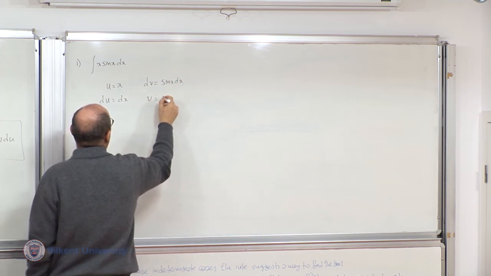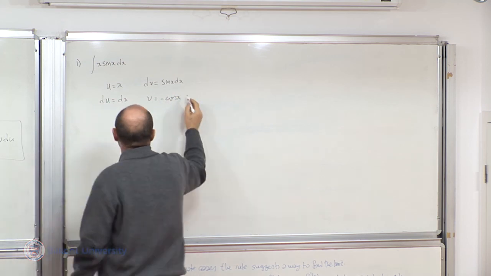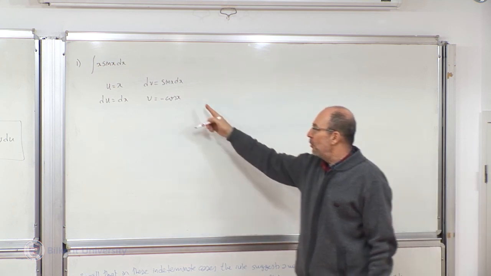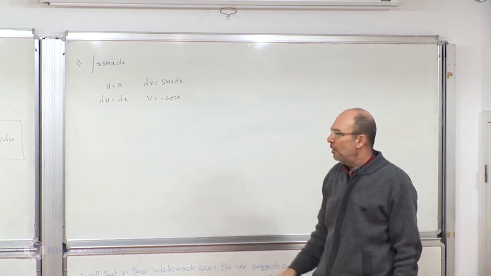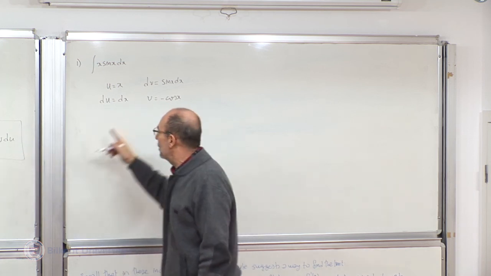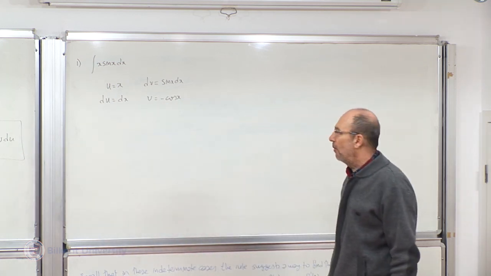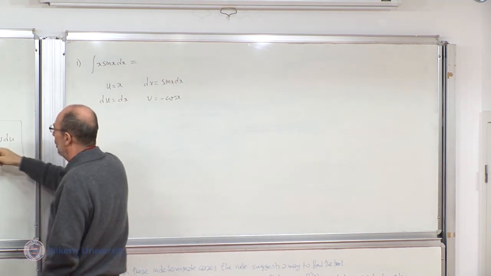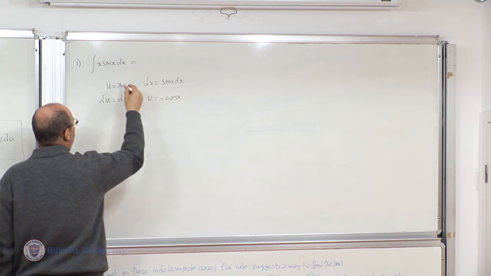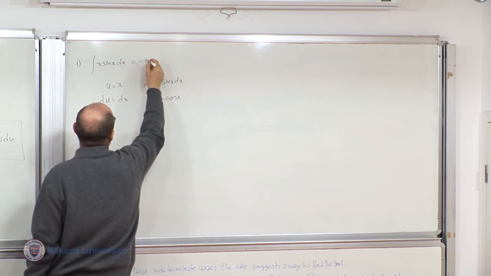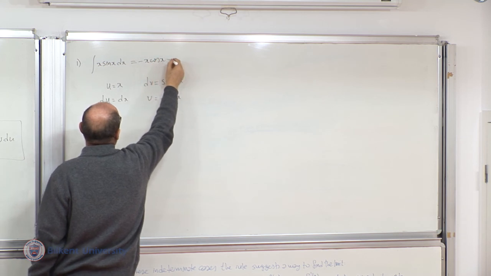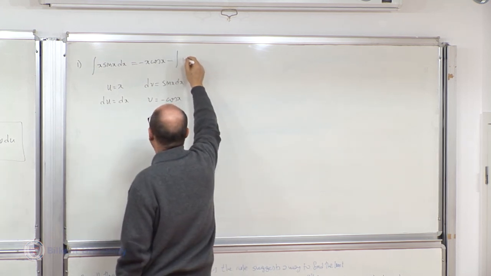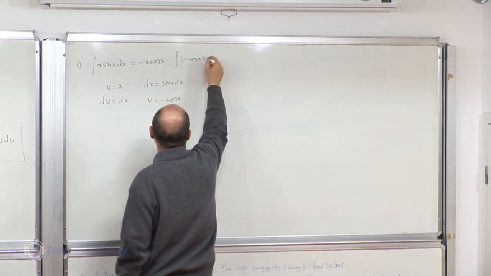Then v will be minus cosine x. Here you can write plus c, but if you play with these things, you see that this plus c cancels at the end, and you again get this thing as if you chose the constant zero. So you put these things in here. What does the rule say? The rule says first you multiply these. So this is minus x cosine x minus, you integrate this last line, so the integral of minus cosine x dx.